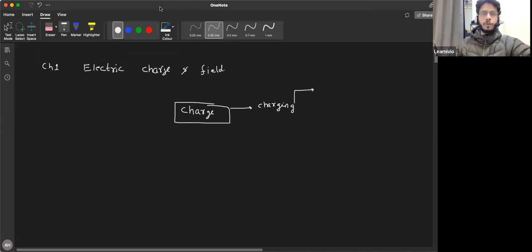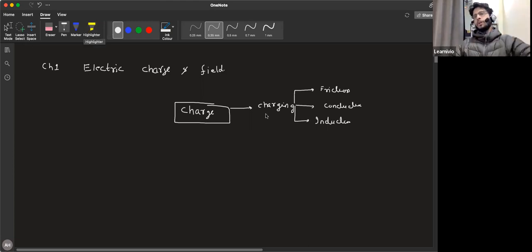Does anyone remember what the different methods of charging are? Conduction, induction, and friction. So the first one is friction, then we have conduction, then we have induction. In friction, we rub two bodies and charge gets transferred from one body to another. In conduction, charge conducts from one body to another, and in induction, charge is induced.